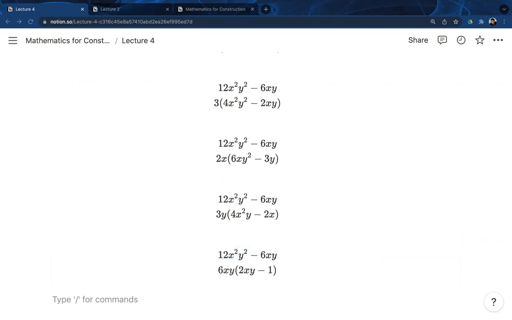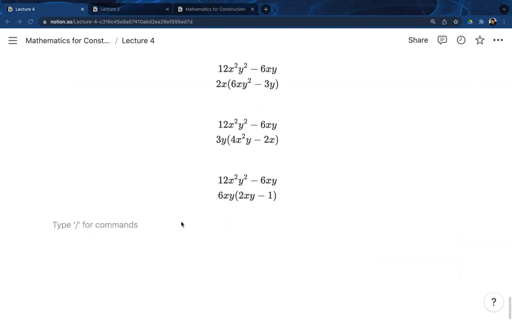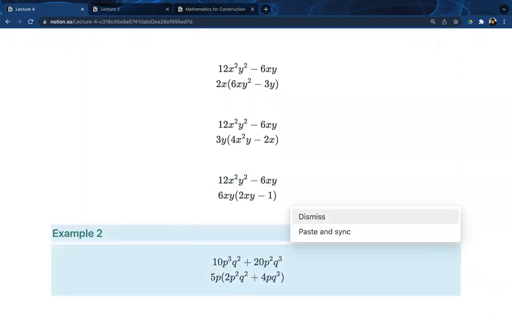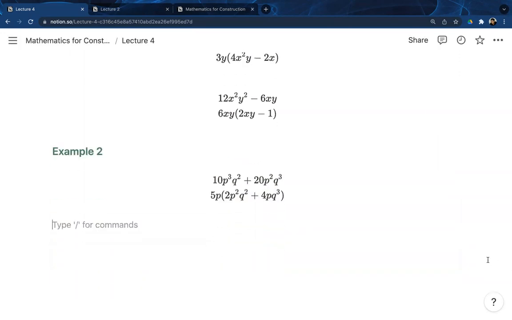So let me give you another example. Look at this expression, right? 10p cubed q squared plus 20p squared q cubed. Now I could pull out a factor of 5p, but what is the largest factor I could pull out on the outside here, right? Who could tell me?